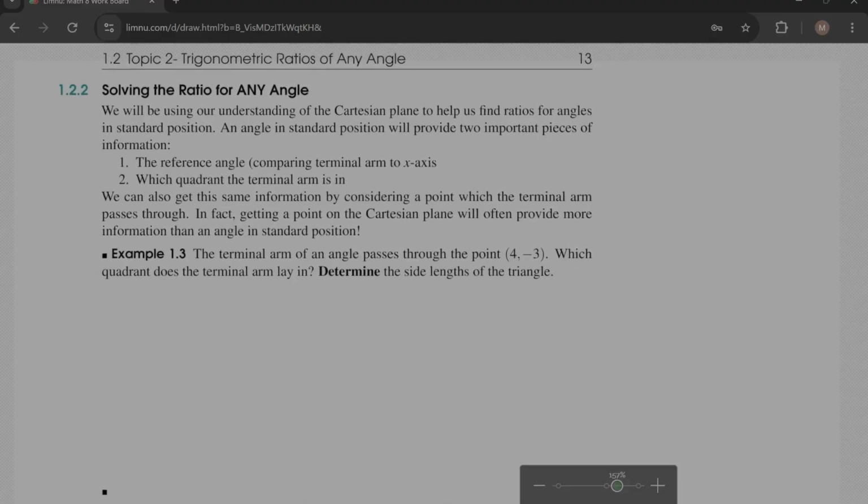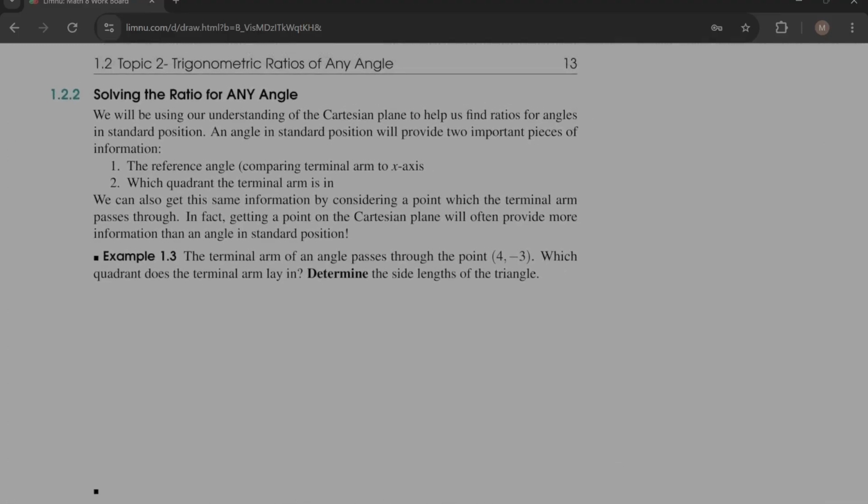All right. The next thing I can do is solve the ratio for any angle given a point on a Cartesian plane. And that's really handy, and it's something we're going to see come up a lot. So let's draw a terminal arm that passes through the point (4, -3). Let's draw this little point in black, right here. That's the number 3 when I wanted to put (4, -3).